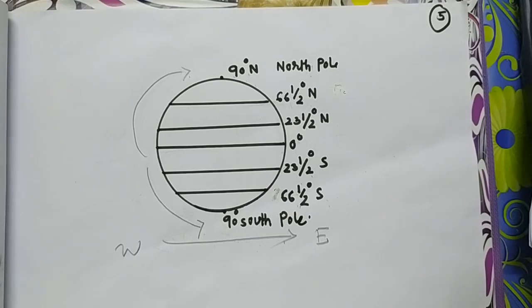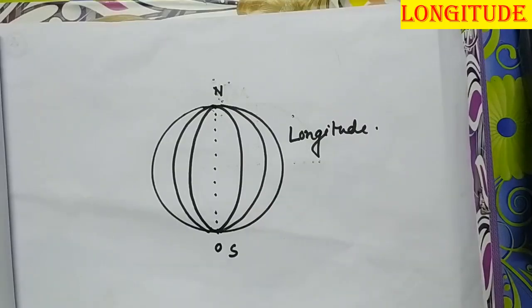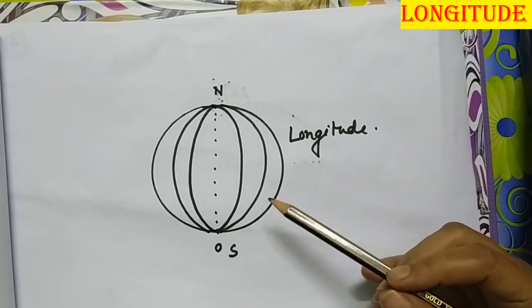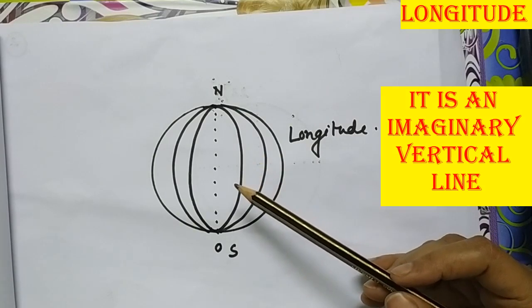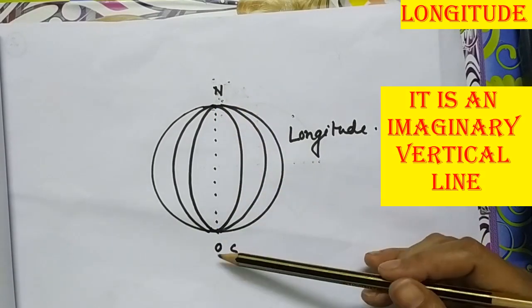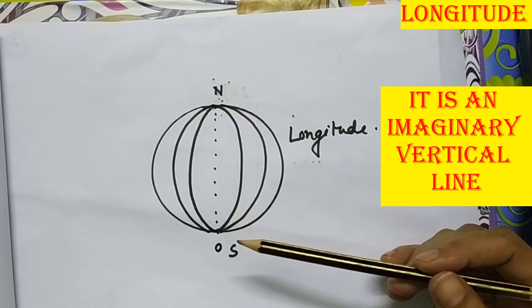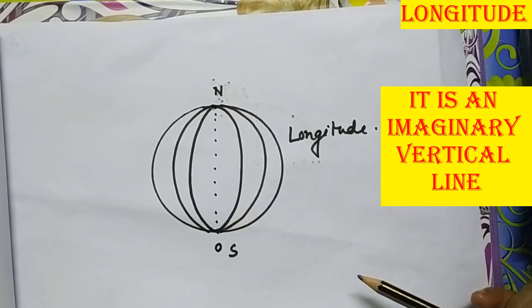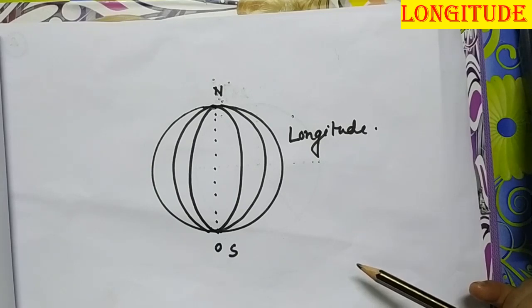After latitude, we are going to discuss the longitude. So what are longitudes? Longitudes are also imaginary vertical lines that run from north to south. Remember, north to south pole. Just like latitudes, longitudes are also marked by degrees. Longitudes are also called meridians. The meridian in Greenwich in UK has been accepted as the 0 degree longitude and has been named the prime meridian.